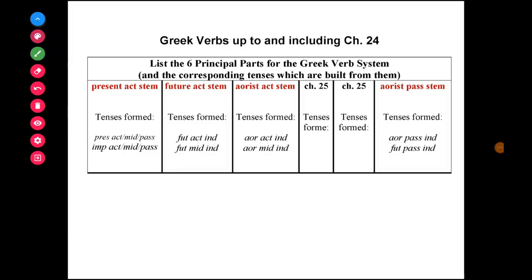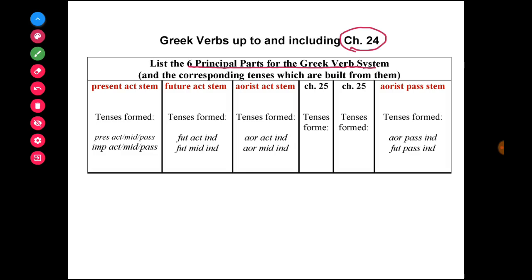Hi, welcome to a special section on the principal parts of a Greek verb, which we have learned already when we went over the video on how to study Greek vocabulary. But now that you've learned more grammar since that time, and we've just finished chapter 24, I want to fill in some more information about how the 6 principal parts work.